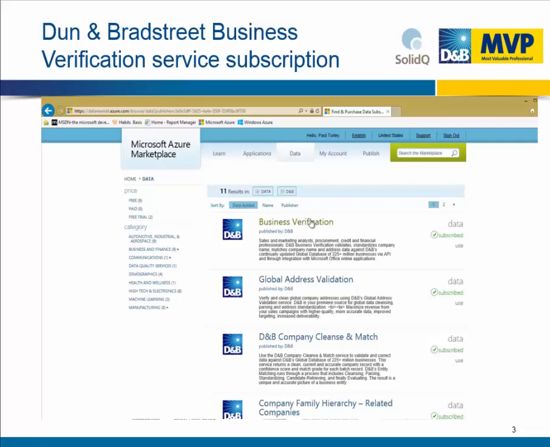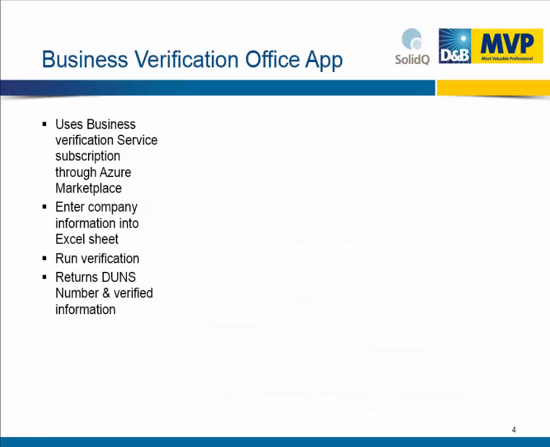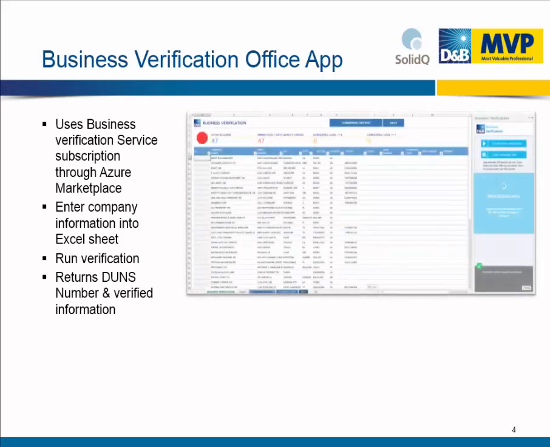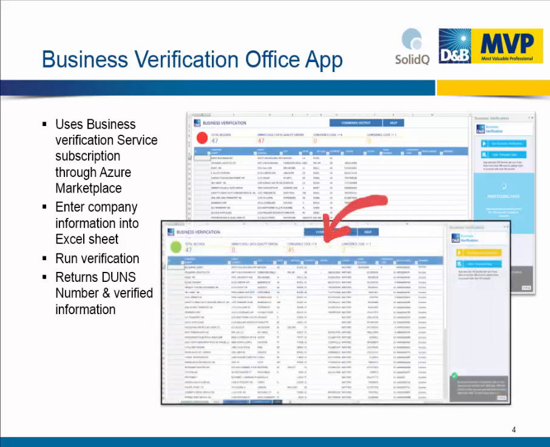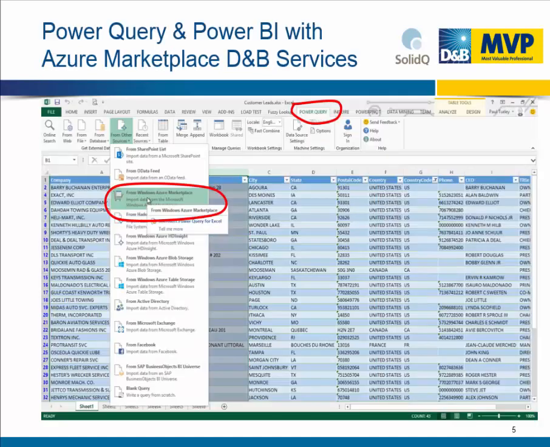So here are the data feed services available from DNB in the Azure Marketplace. Once we've subscribed to a service in the Marketplace, we use the Business Verification Office app, which is just a quick download from the Office store, and either paste or enter data into the template. Click the button, let it run. It runs against our subscription, and then it cleanses, matches the data, and then we see the results here with the DUNS number, the cleansed data, and then all of our confidence levels, etc.